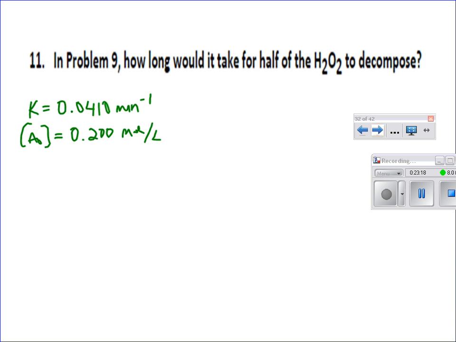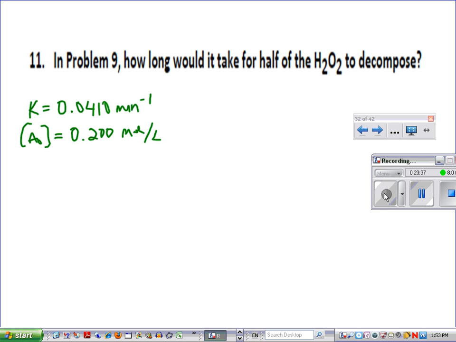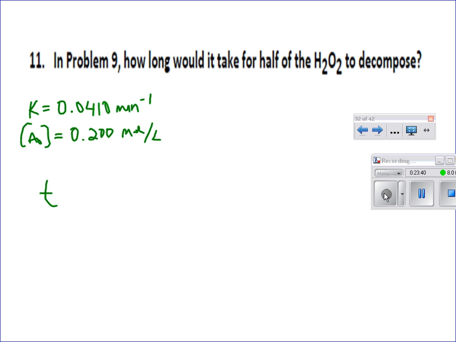You can do one of two things. You could take the integrated rate law for first order, plug in 0.2 and plug in 0.1, and plug in K. But it's really helpful knowing this half-life equation. Let me try to pause it again and maybe undo it. It kind of worked last time. So T1/2 is equal to 0.693 over K, remember? So all I need to do is plug in my K.